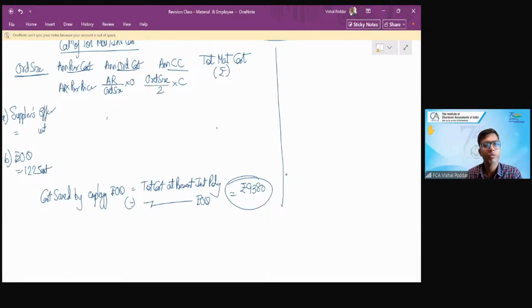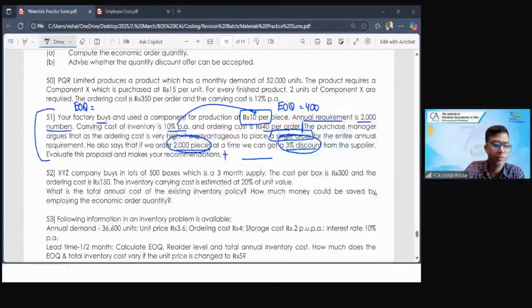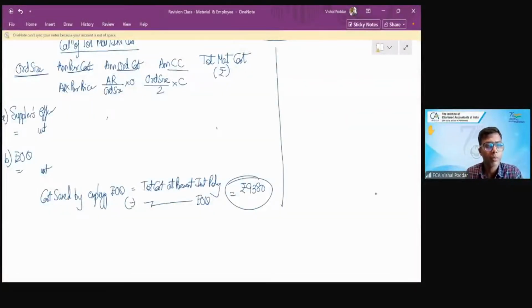So what is supplier's offer? He is saying you buy the entire quantity in one installment. And the other one is your EOQ. So what is supplier's offer? You buy the entire quantity, I give you 3% discount. So this is our first evaluation. So supplier's offer is 2000 units with 3% discount. And EOQ, which we have already calculated, that is 400 units.